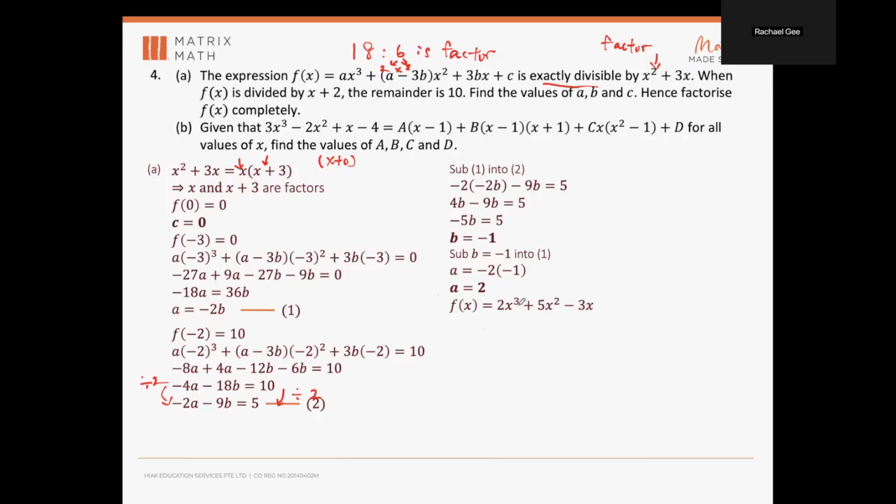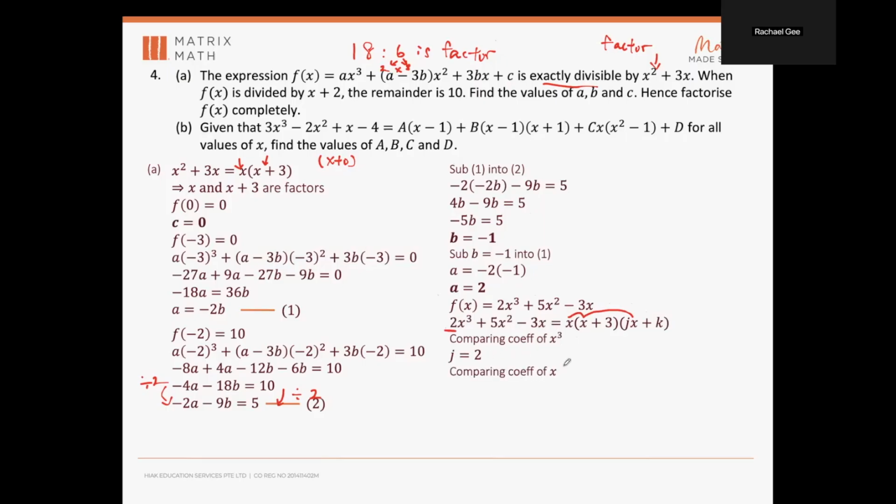So f(x) will be equals to this. You sub in your values of your b, a, and c. You have this. So you can choose to use any alphabet here. I'm just comparing the coefficient. So compare coefficient of x cubed. In order to get x cubed, you need to take x times jx, and over here is 2. So j is equals to 2.